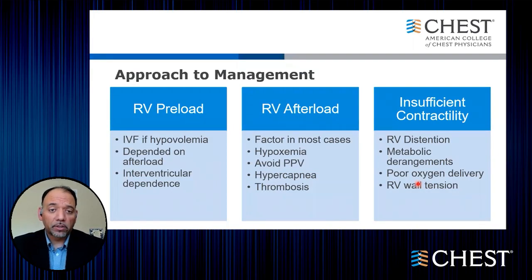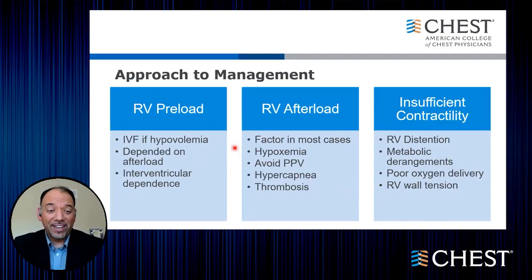Well, again, it's very similar to the previous slide where we're looking at preload, afterload, and contractility. Preload by far is probably the most difficult one to know exactly where the volume status of the patient is in this setting, because again, patients are usually coming in with established pulmonary vascular disease. Their right-sided pressures are already elevated, and they're coming in with an additional insult.